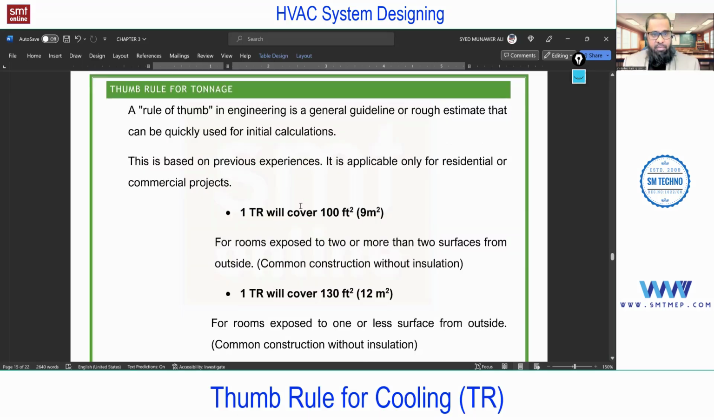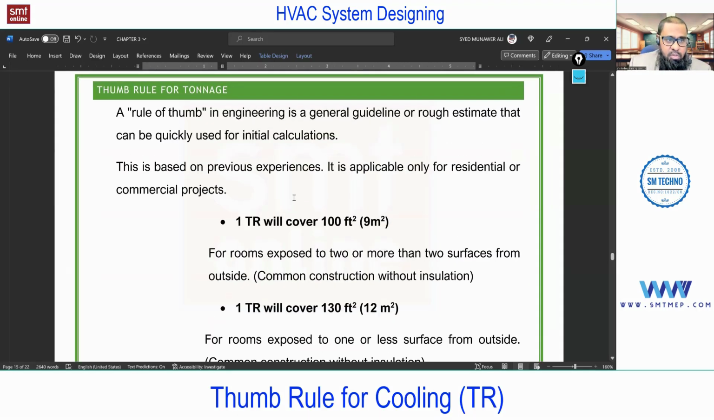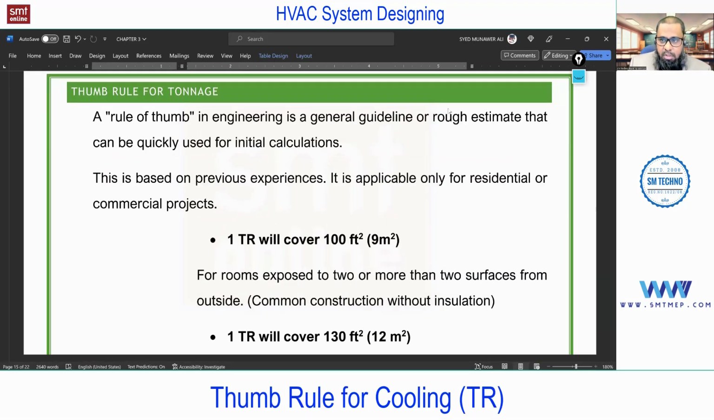Okay. Next, we have rules of thumb, or say thumb rule, for tonnage. But before this, what is a thumb rule? A thumb rule is based on previous experience. If you are taking a decision roughly based on previous experience, we can call that a thumb rule. A thumb rule in engineering is a general guideline or a rough estimate that can be quickly used for initial calculation. A thumb rule is for initial calculation, not for the final decision.